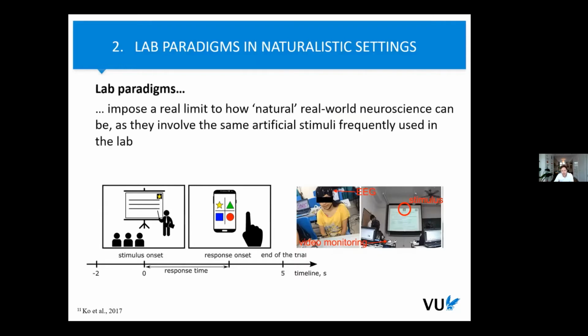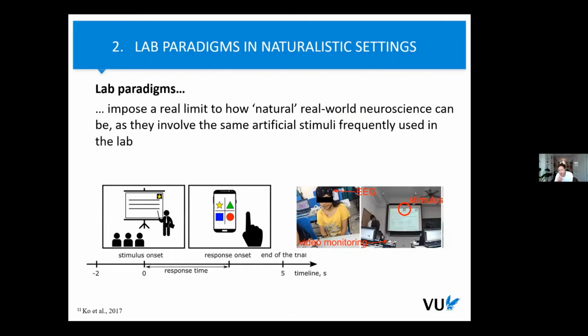But one of the problems with lab paradigms is they impose a real limit to how natural real-world neuroscience can be because they involve the same artificial stimuli as are used in the lab. So that's, I think, an important takeaway.